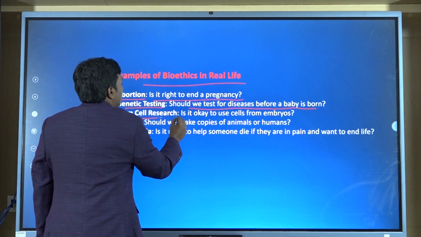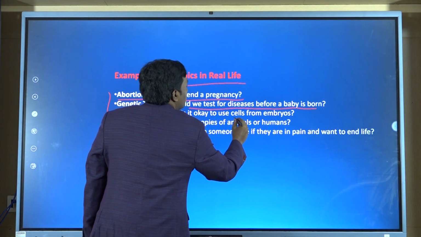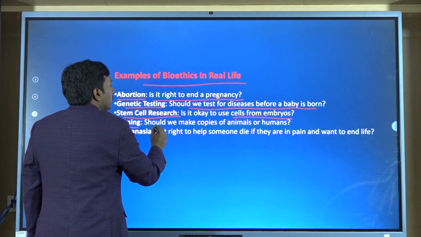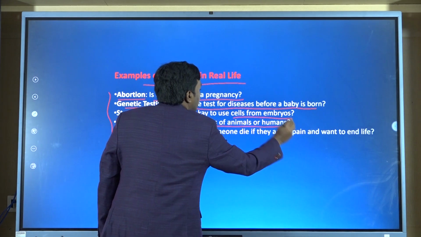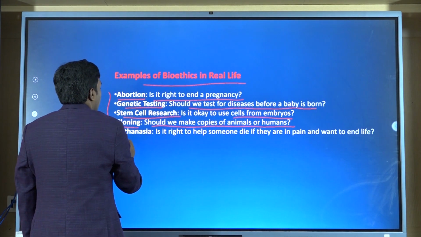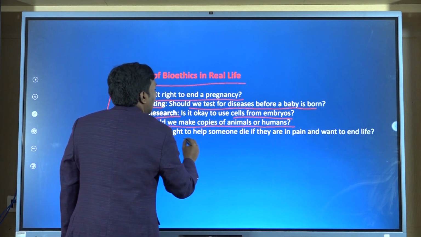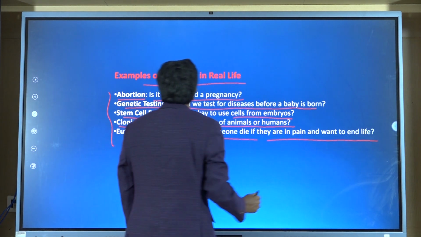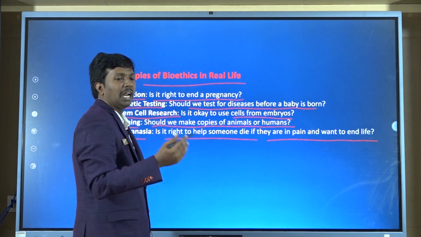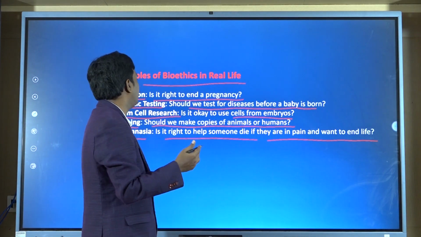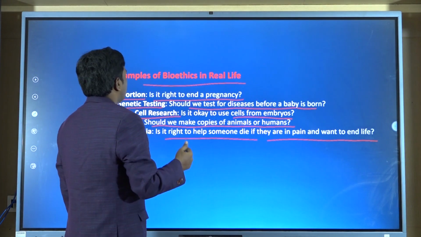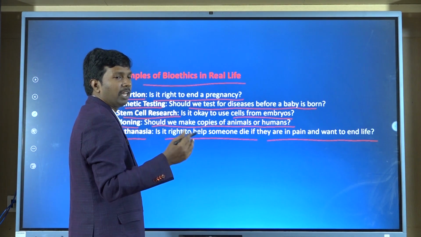And stem cell research: is it okay to use cells from embryos? And cloning: should we make copies of animals or humans? And euthanasia: is it right to help someone die if they are in pain and want to end their life? Some of these questions we already discussed in the four principles of bioethics. So these are all in different fields, real examples from real life. So we have to think about that whatever we do.